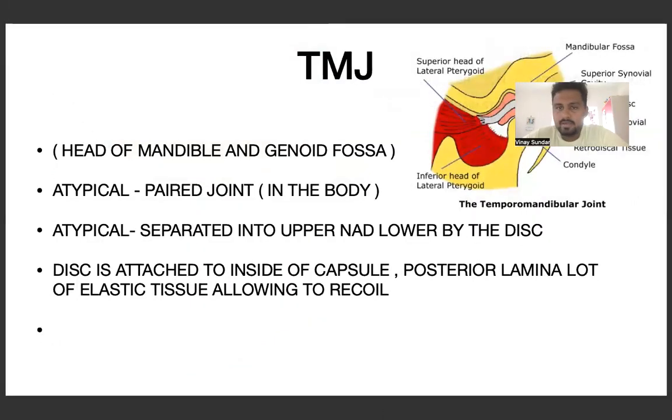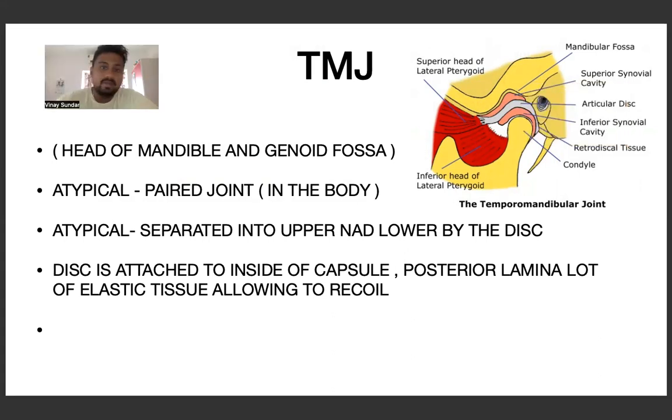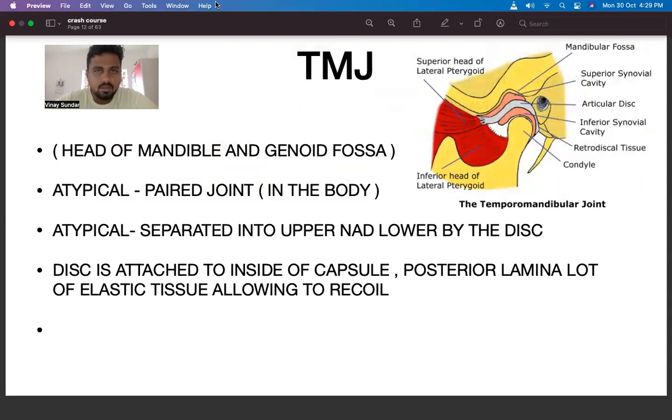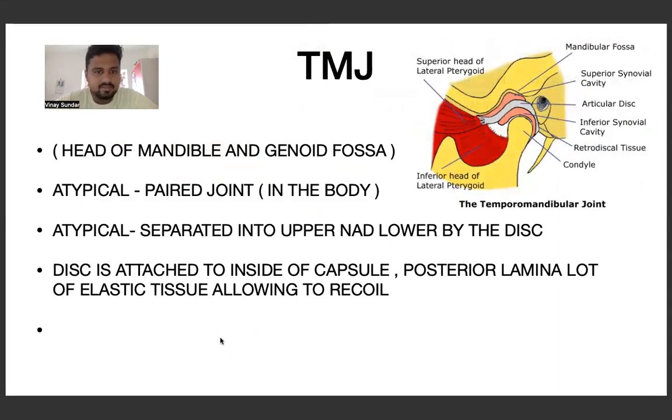TMJ, very popular and very interesting. Any day, a dentist is going to know the anatomy of the TMJ better than any other specialist. The components are the head of the mandible and the glenoid fossa. So this is the head of the mandible, and this is the glenoid fossa. It's also known as an atypical joint because it is the only paired joint of the body that is separated into upper and lower cavities by the disc.